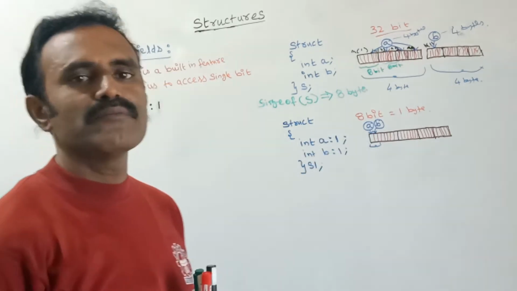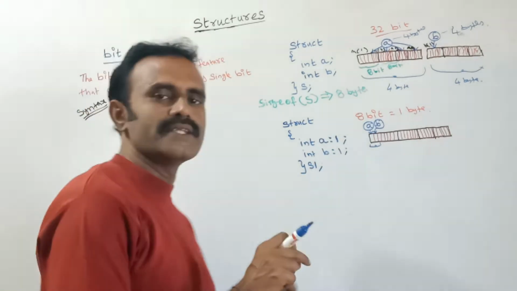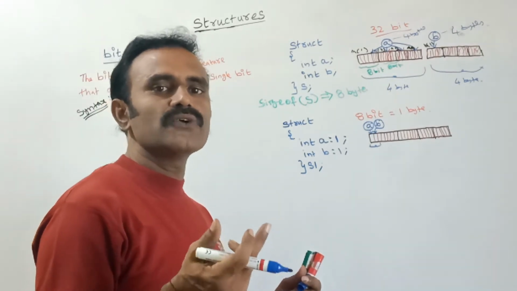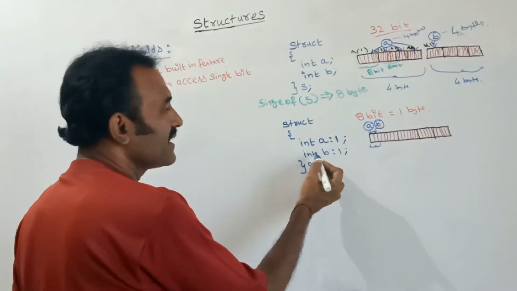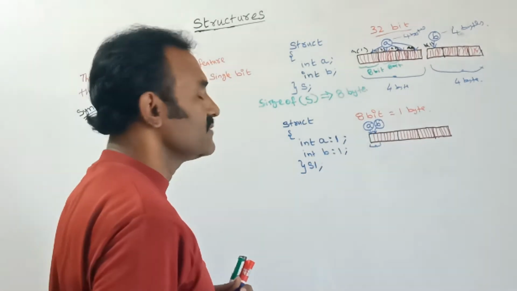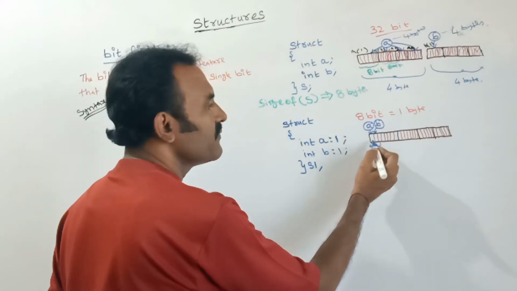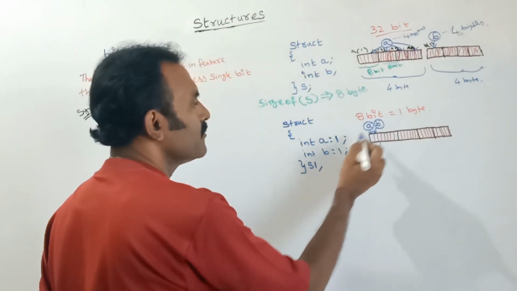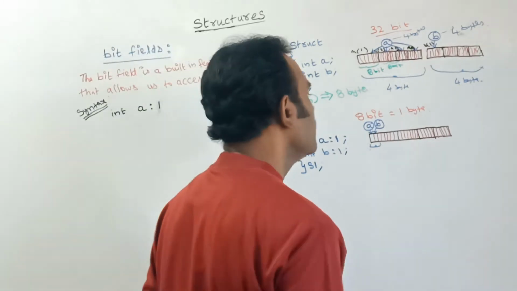See, for Boolean variables and all we need only a single bit. In that case we can use it like this, true or false. If it is 0, that is false, 1 means true. In that case we can declare the variable like this. We can declare the structure member like this. See here, totally 2 bits were assigned for A and B. For A 1 bit and B 1 bit. Remaining 30 bits were free.